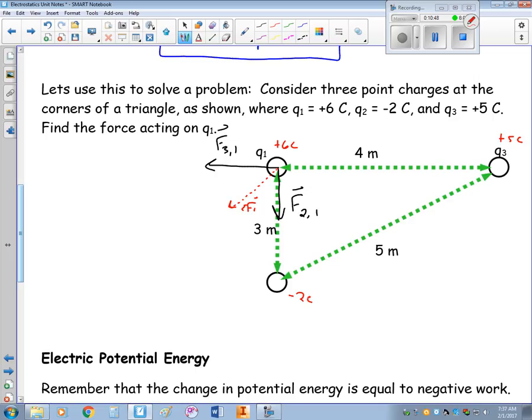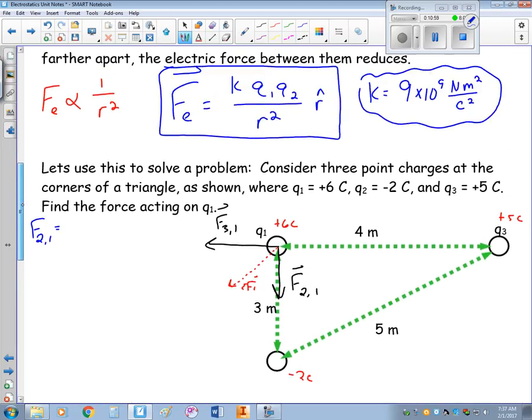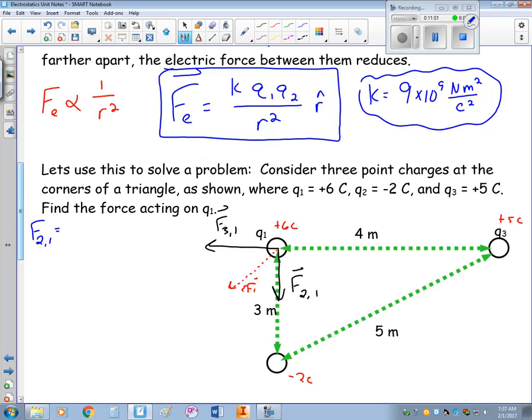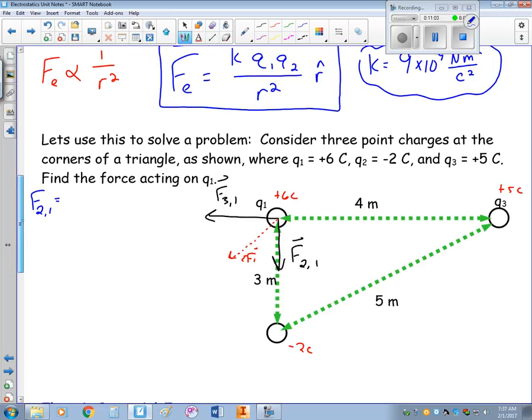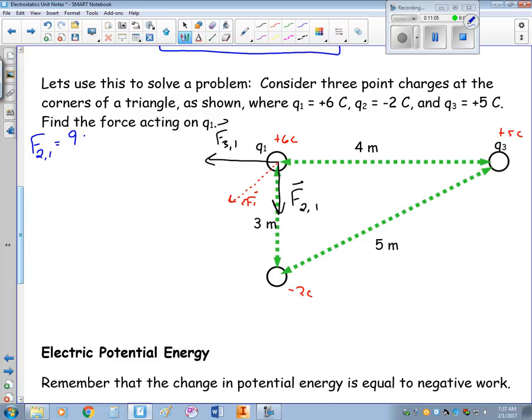So let's go ahead and calculate the magnitudes. So F2 comma 1, remember it's Coulomb's constant times charge 1 times charge 2 over r squared. So I would have 9 billion.